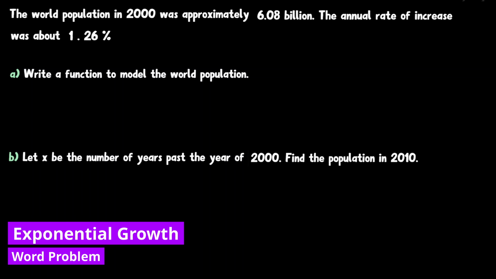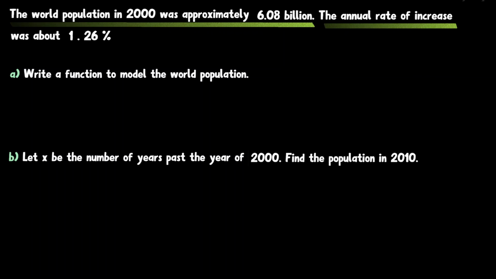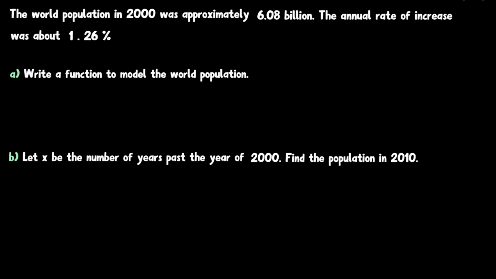Welcome. Let's look at one example where we can use an exponential growth function. Here we have a scenario where the world population in the year 2000 was approximately 6.08 billion, and we also have information that the annual rate of increase was about 1.26%. Now we can conclude that this is an exponential growth function because the population was increasing exponentially.